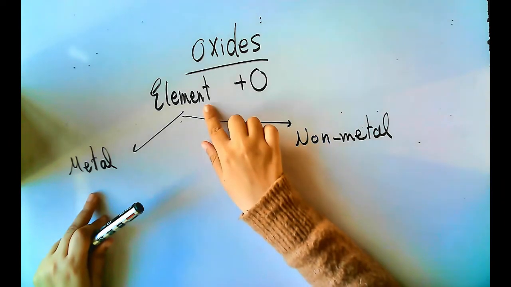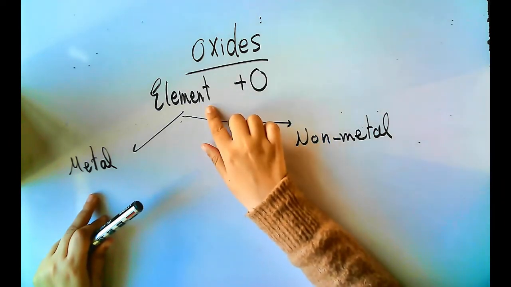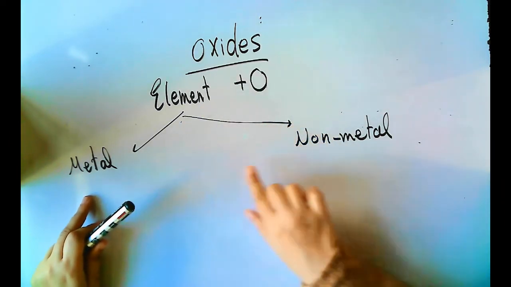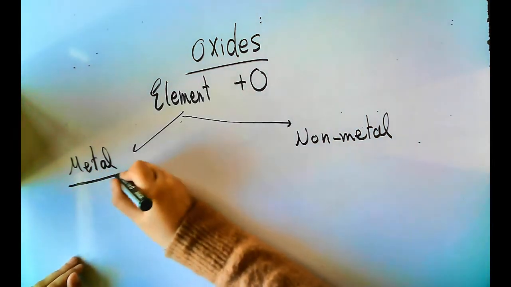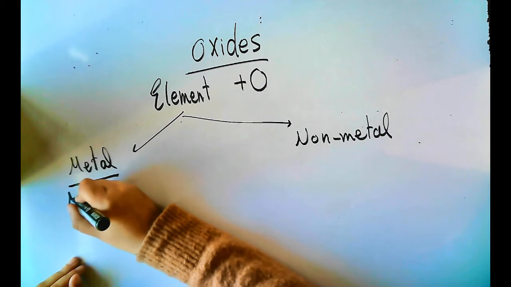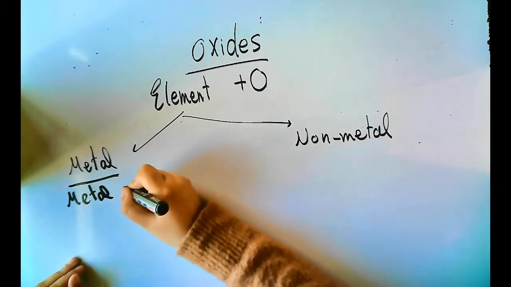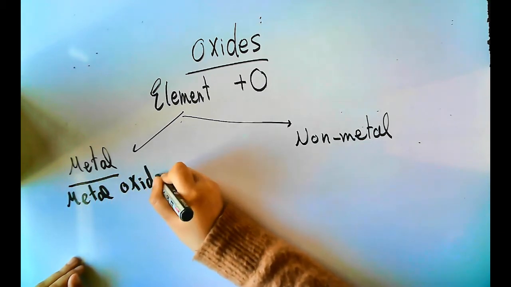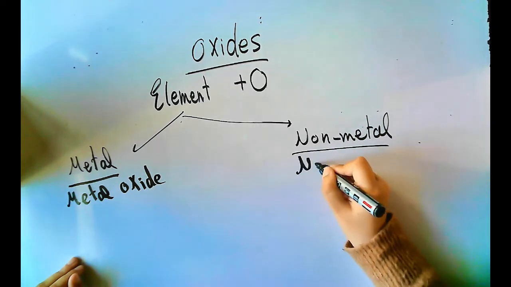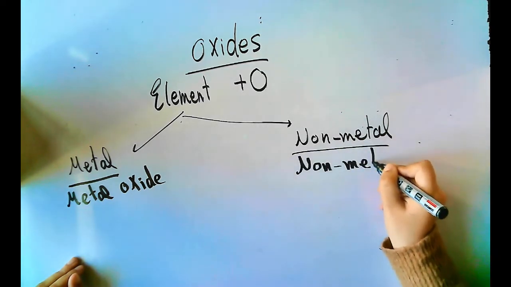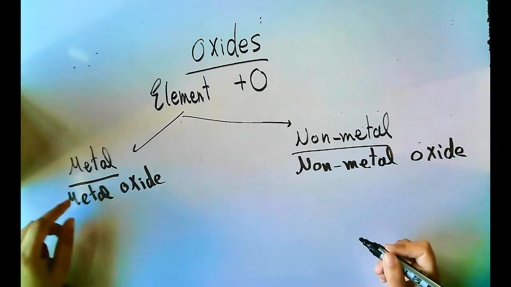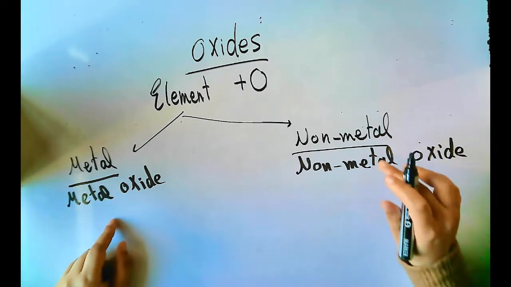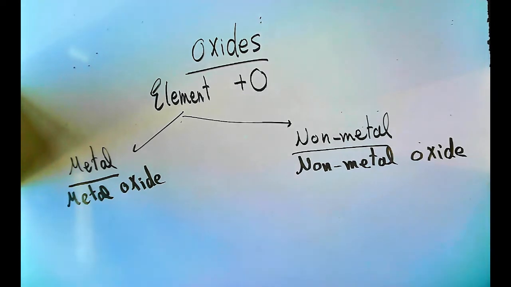Oxides are a combination between oxygen and another element. This element may be metal or non-metal. With metals it will be metal oxide, and with non-metals it will be non-metal oxide.